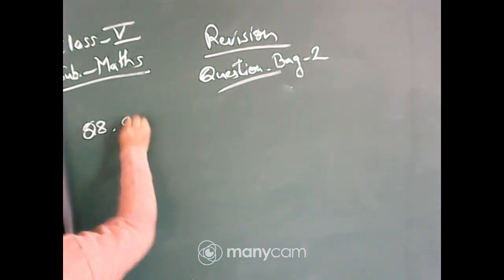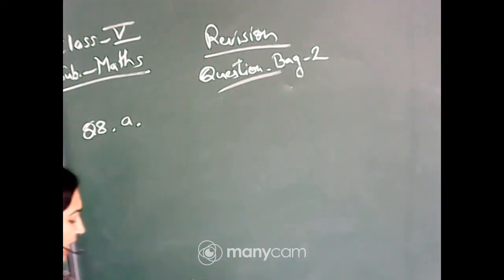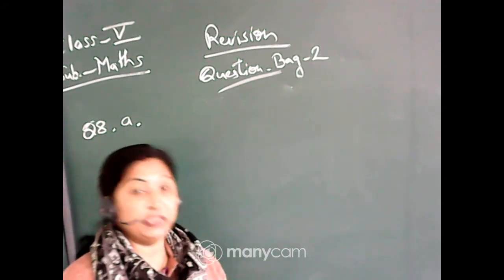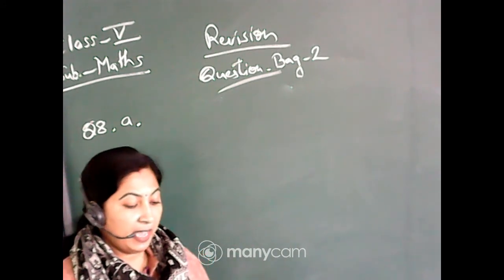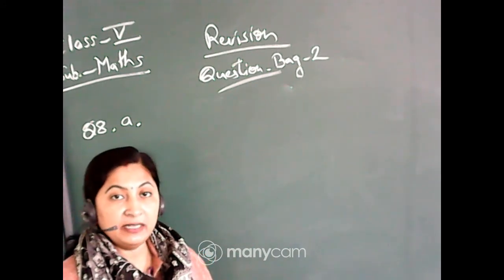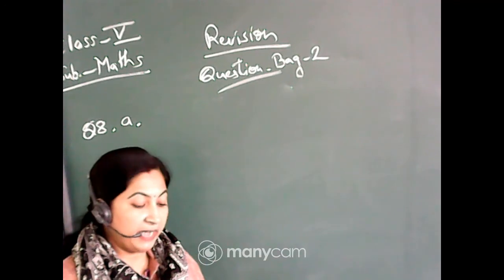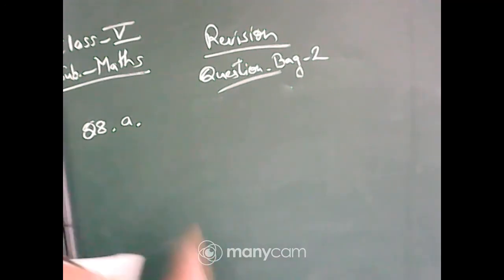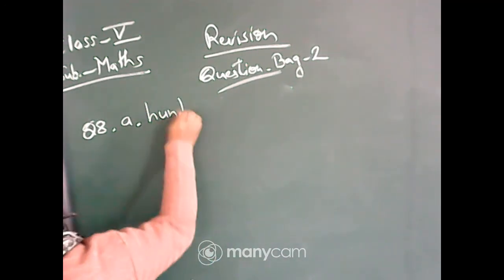The first one. It is given the place value of 8 in 9.38 is, as you can see, 9 then 0.38. So 3 by 10 and 8 by 100. That means 8 is in the 100th place. So you will write the answer as 100th.